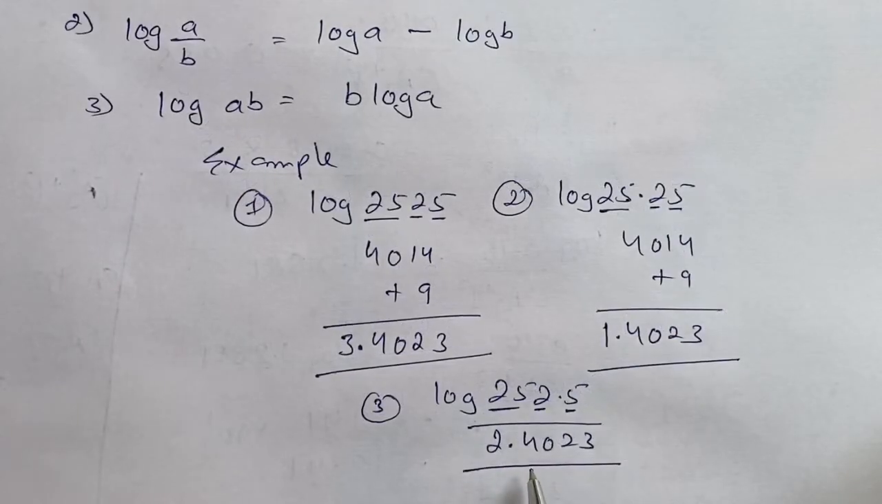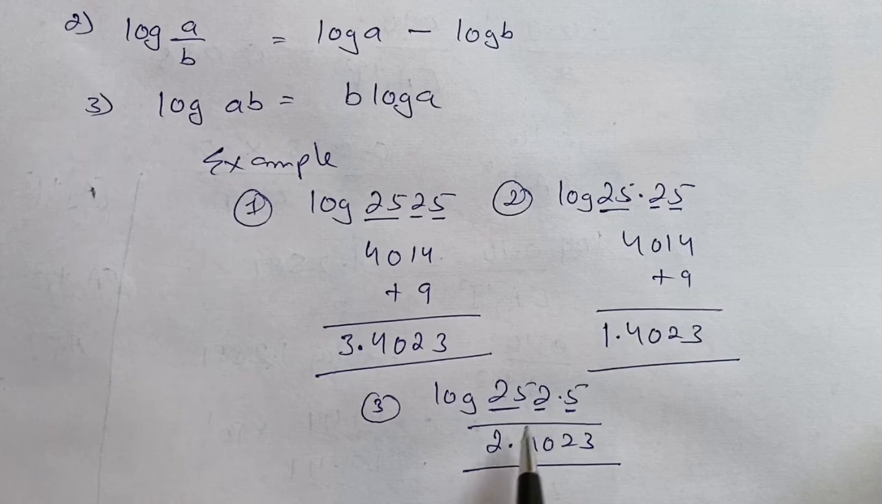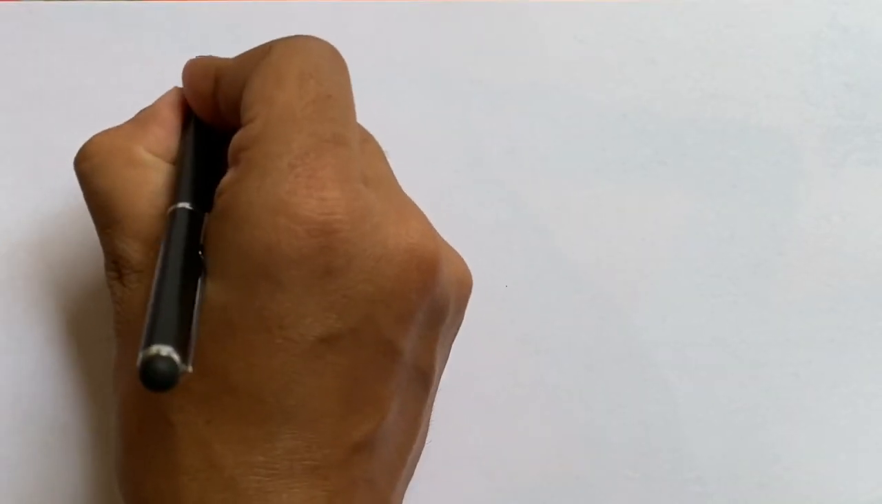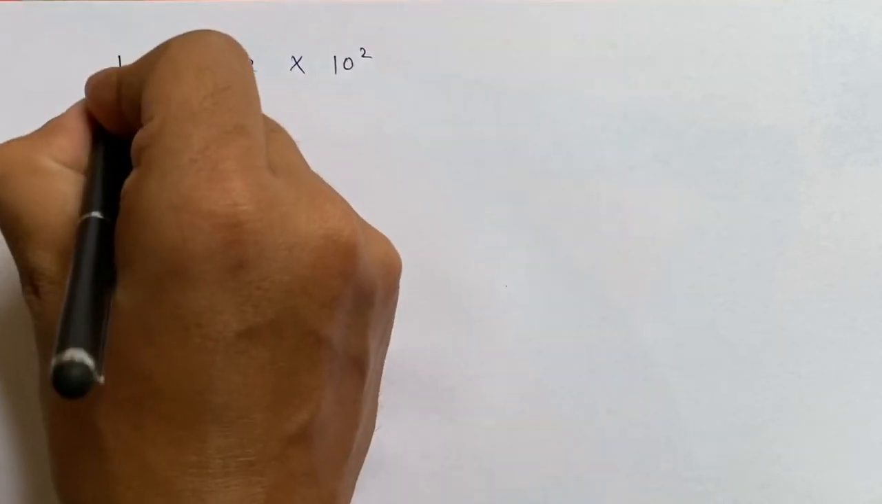Students, always remember the first digit will be decided on the basis of number of digits before the point. Always remember number of digits before the point. Students, now I am taking another example by using formula. You have to calculate the log 552 into 10 raised power 2.